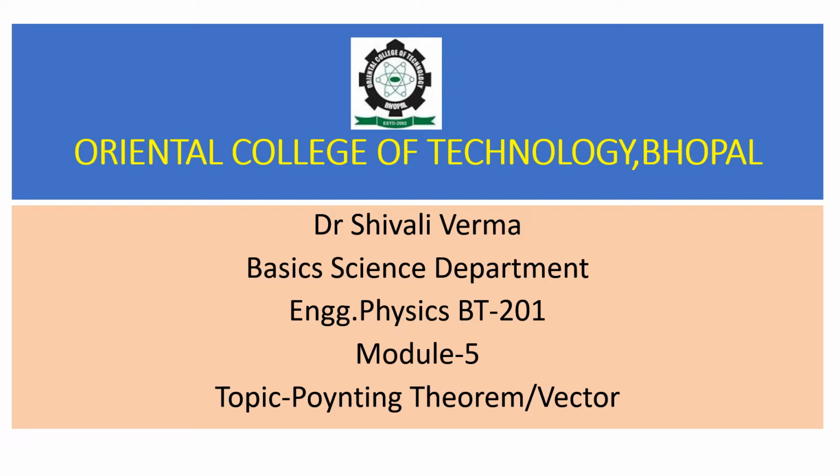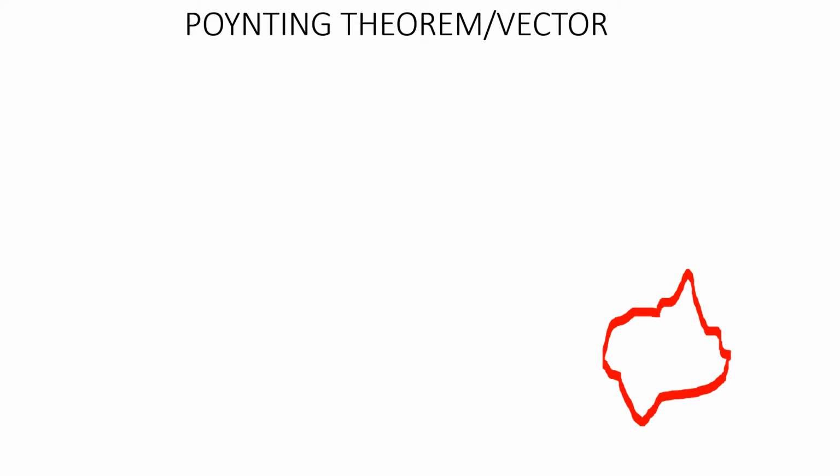So for going through what this Poynting theorem is, we have considered a closed surface. So I have considered here a closed surface S which contains a volume V, and inside that a charge is uniformly distributed, so the charge density is rho and the current density is J. And this surface has some electric and magnetic field.